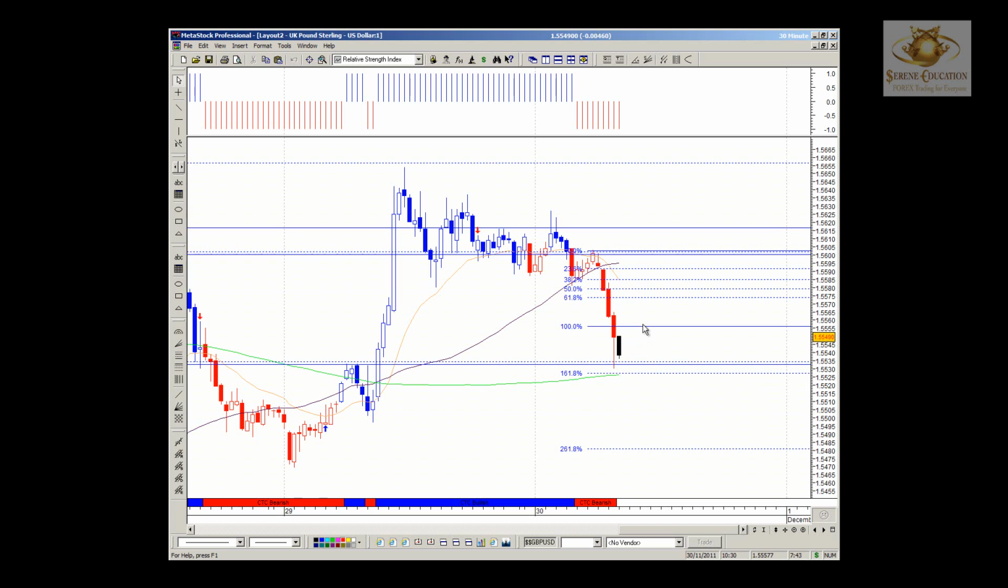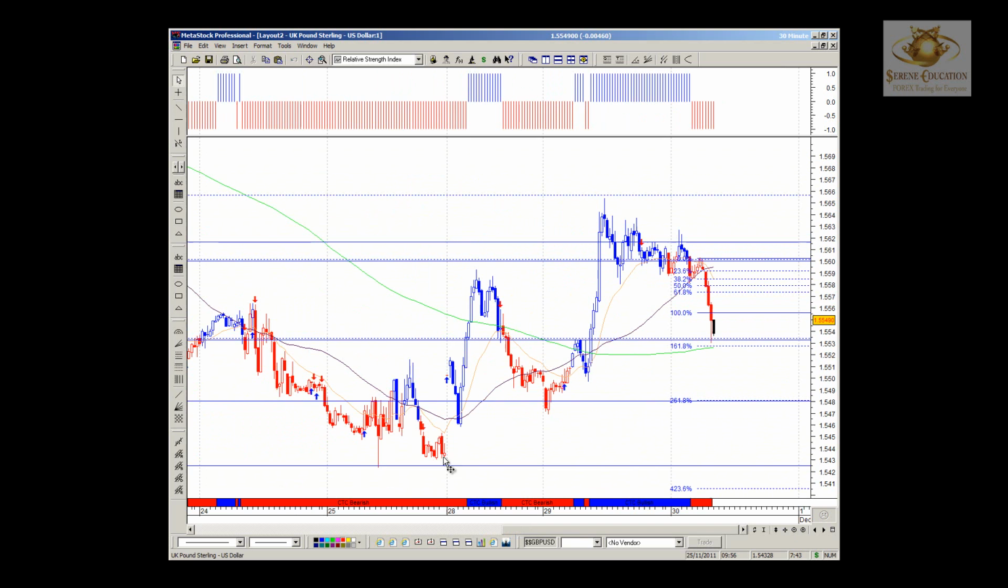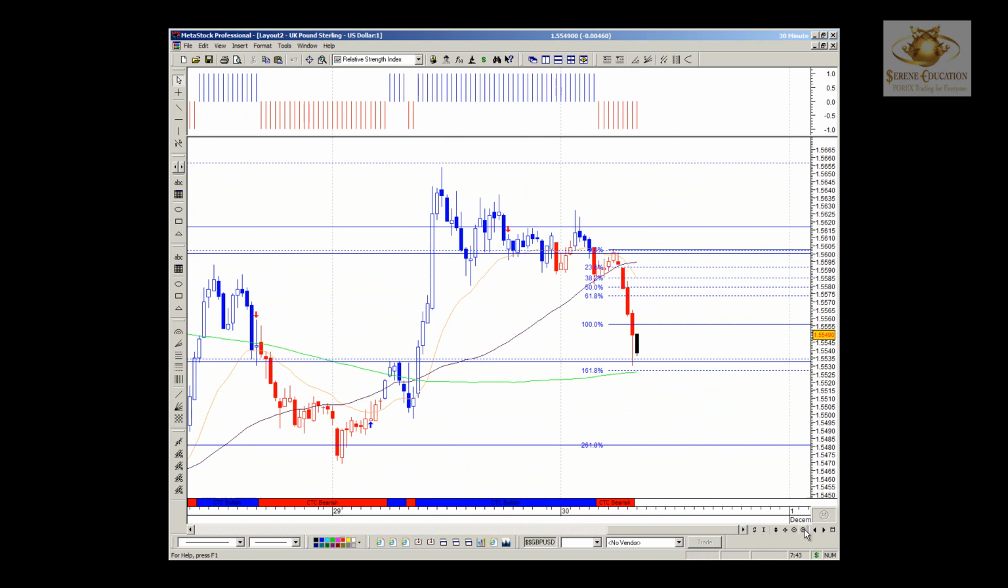If that fails to correct itself, then we would like to see a close below the 1552.5 mark, at least below the institution moving average here, below the 161.8 to see 261.8, which would take us down to the prior lows that we saw recently before we head all the way down to that price support here at 1542.50.